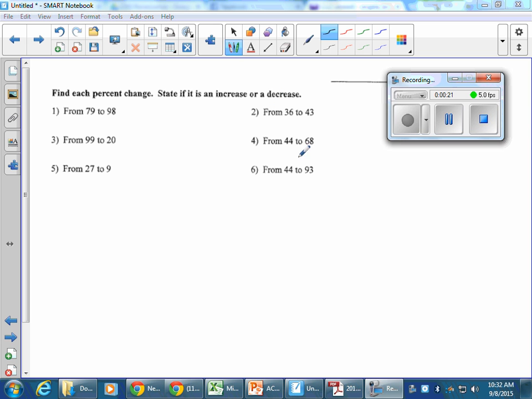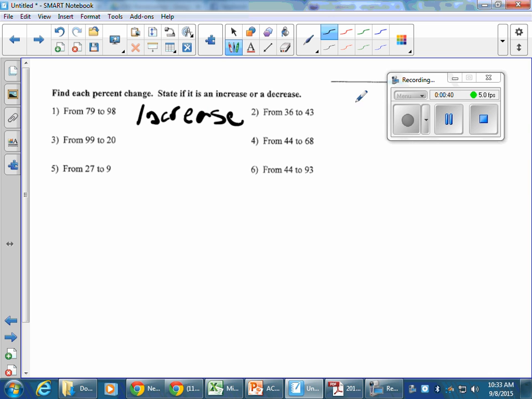So for 1 through 6, you're asked to find the percent change and then state if it's an increase or a decrease. Well, for the increase or decrease, that's pretty simple. If it's going up from 79 to 98, that would be an increase. See how terrible it is to write with a mouse? If it's going from 36 to 43, that would also be an increase because that's going up. I'll just put INC. From 99 to 20, though, if I'm starting at 99, I go to 20, that's a decrease.